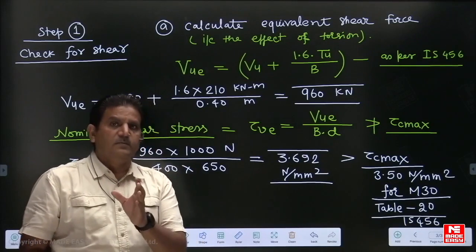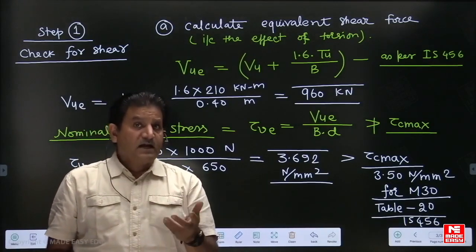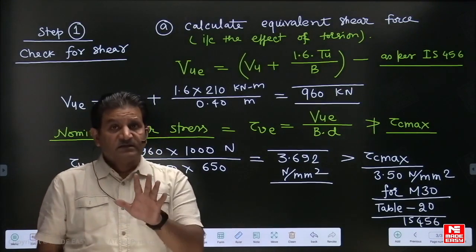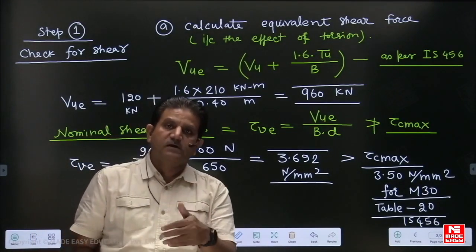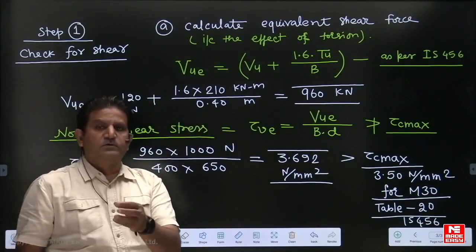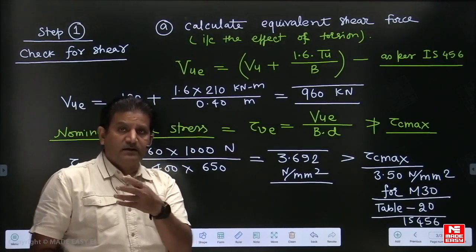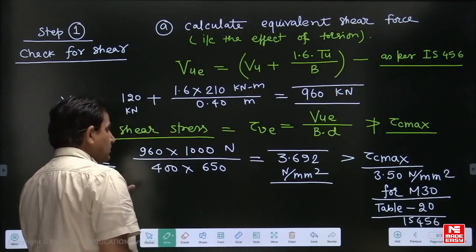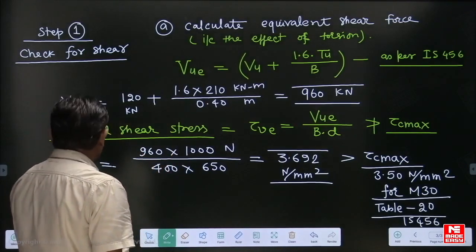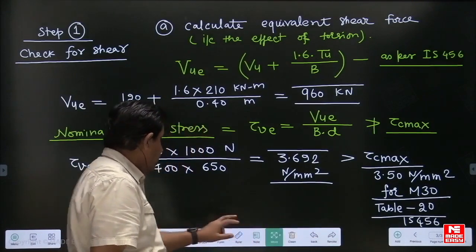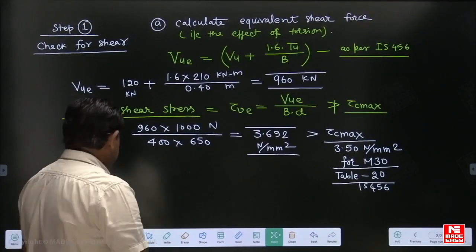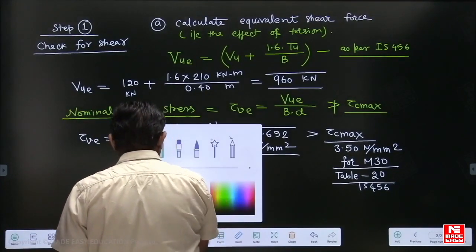Even if you are designing a building by STAAD, in the STAAD program also, if any beam shows such a result, then STAAD doesn't design the beam. STAAD will tell you to first change the size of the beam, and only then will STAAD provide you the steel detailing and reinforcement area of steel. If the beam is safe in shear, then only we can design. So here you can say that this beam is not safe in shear. So we have to redesign this beam. Redesign means we have to change the size of the beam.